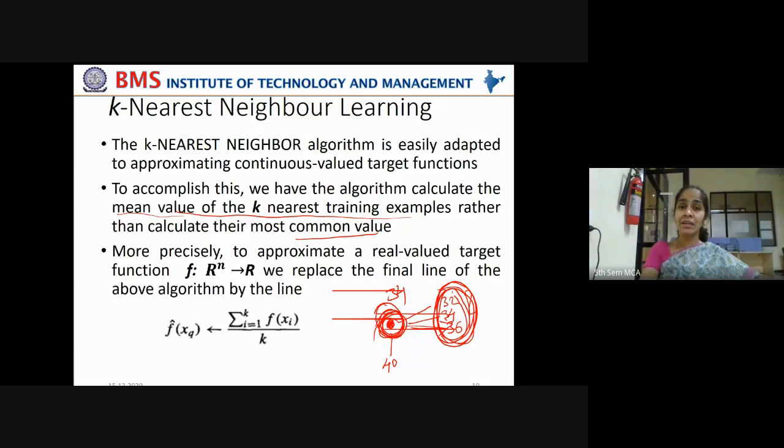In the previous case, in the discrete value target function, what did you do? The function f is mapped from n-dimensional space to V, where V is the set of classes. Binary classification, 2 classes; multiple classification, more than 2 classes. But in this case, it is not mapping to different classes. It is mapping to a real value. That is 34 in this case, that is calculated. For that, we have changed the function a little. f is mapped from n-dimensional space Rn to real number space, to any numerical value.